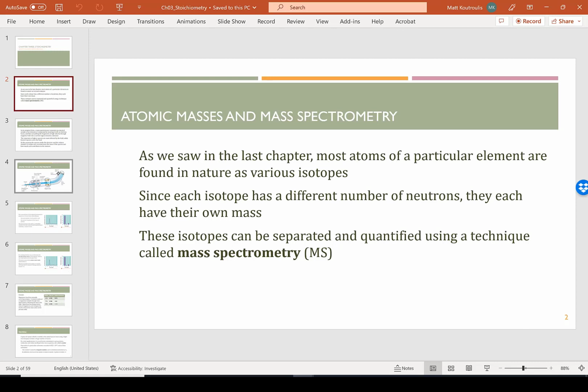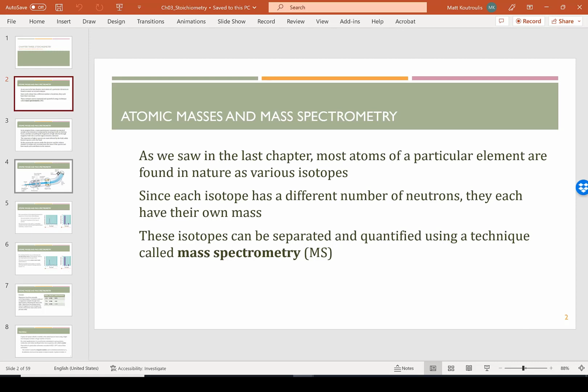So those numbers, except for a few like aluminum which only has one isotope, so the mass of an aluminum atom would be 26.98 AMU, atomic mass units. Except for a few, those are a weighted average of all the isotopes. Now, it can't be a regular average. A regular average means you add up all the masses and divide by however many you have, right? And that's because some of the isotopes are more frequent in nature than others.